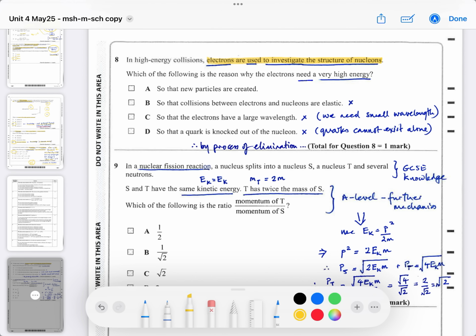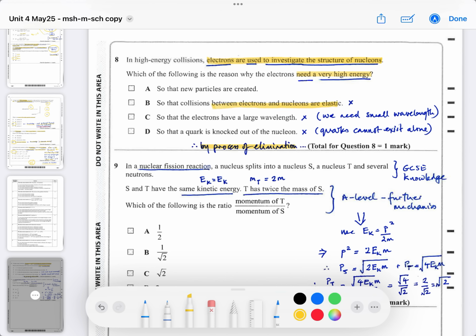Which of the following is the reason why the electrons need a very high energy? So this is by a process of elimination. You can see some of the answers are ridiculous. So the electron collisions between electrons and nucleons are elastic. Well, if they're elastic, they wouldn't be able to penetrate. It means they bounce off each other.